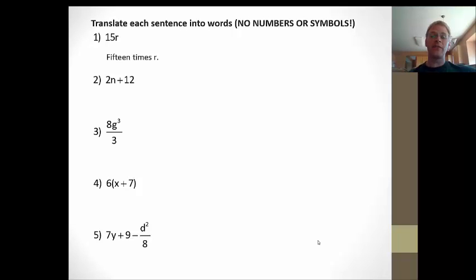Now there's lots of different ways we can write this. I chose 15 times r. That communicates multiplication in between the 15 and r. But we could have said 15 multiplied by r. We could have said the product of 15 and r. There were lots of different ways to do that one.